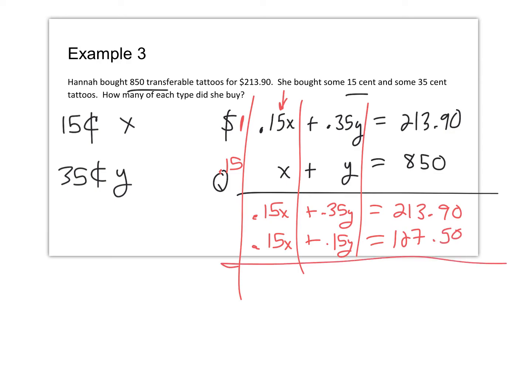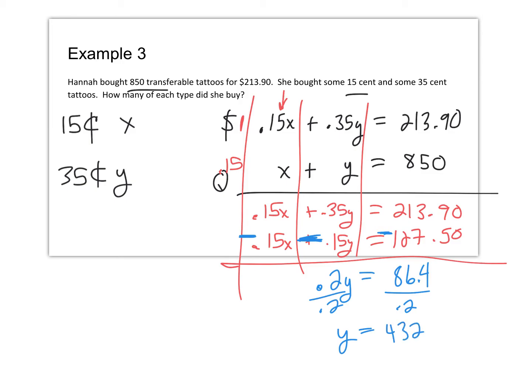Okay, but now my problem is if I add down now, the x's still remain, so I have to tweak one of the equations. So I'm going to change the signs on the bottom one. Okay, so the x's cancel. I'm going to have 0.2y is equal to 213.9 minus 127.5, which is 86.4, sorry. And then divide by 0.2. Therefore, y is equal to 432.